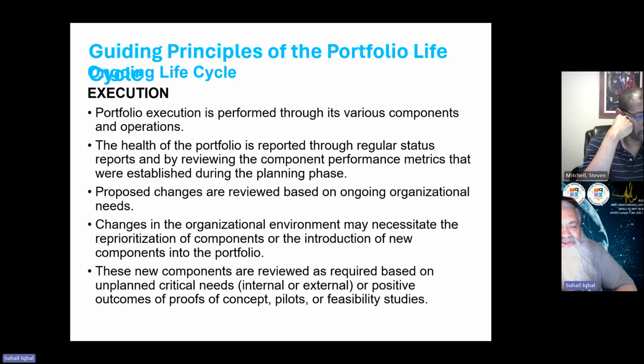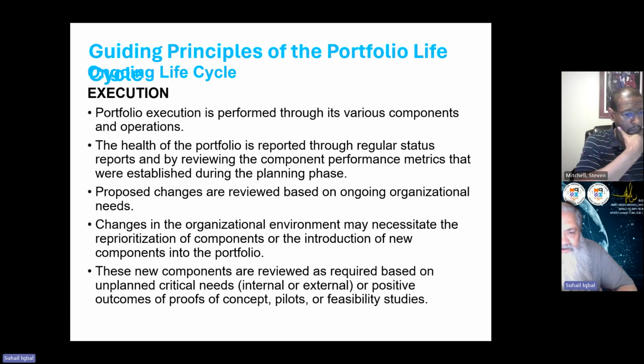And if there are any corrections to be made, if whatever you have jotted down in the portfolio management plan needs certain changes, those proposed changes are reviewed by the board. You can't make those changes all by yourself. The governance board, or the portfolio steering committee, or whatever you want to call it, they are actually going to be presented with those change requests on the ongoing organizational needs. Changes in the organization environment may necessitate reprioritization of components.